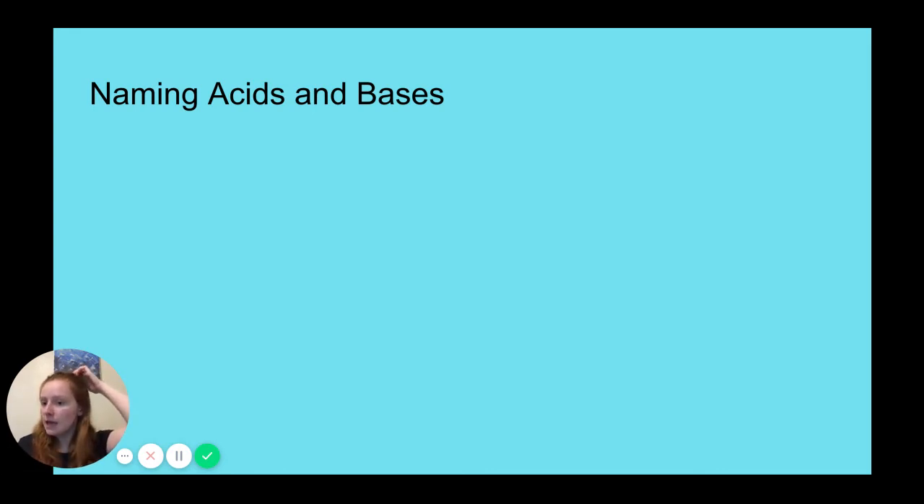Acids and bases. I know that we did a lot of naming in Unit 5, and that was hard for some of us. Fortunately, naming acids and bases is super easy. We're only going to be naming Arrhenius acids and bases, which means we're only naming things that don't need an H or an OH. And so that can be a little bit easier for us to identify things.